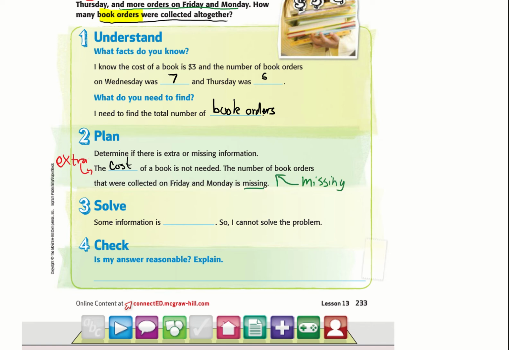So solve. So some information is missing. So I cannot solve the problem. Is my reason reasonable? Explain. Yeah, so since I have information missing, I cannot solve.